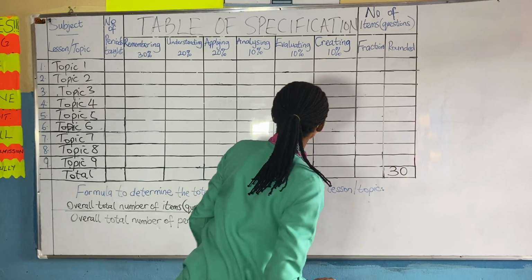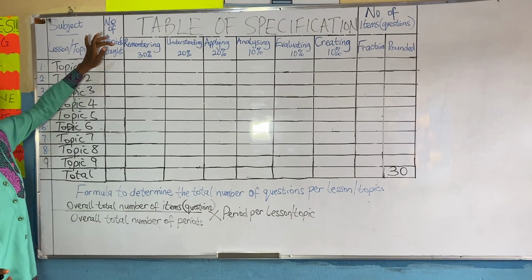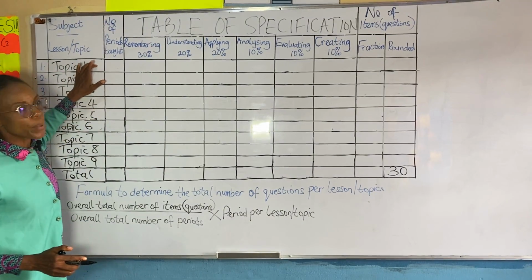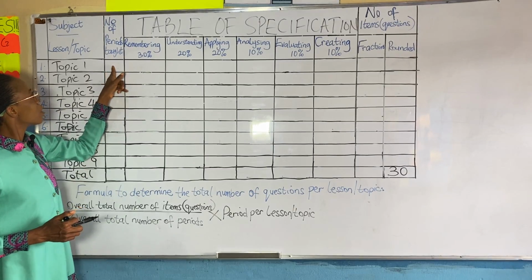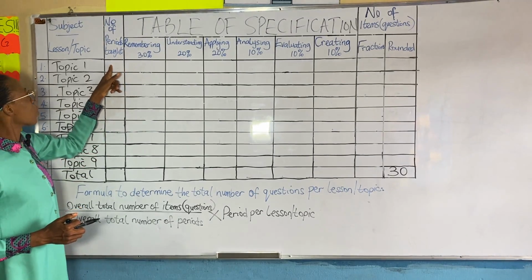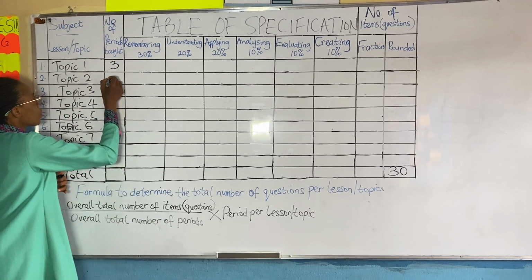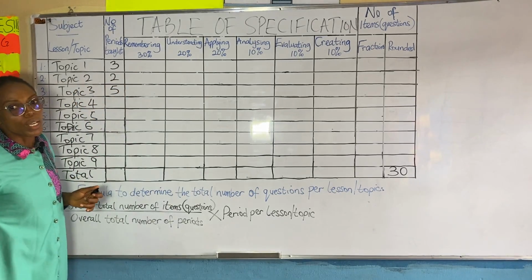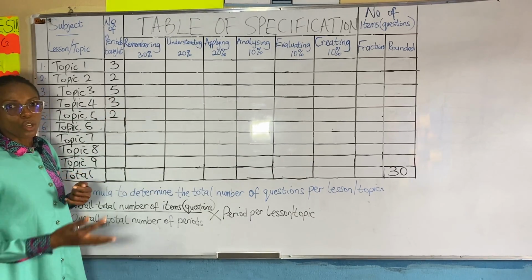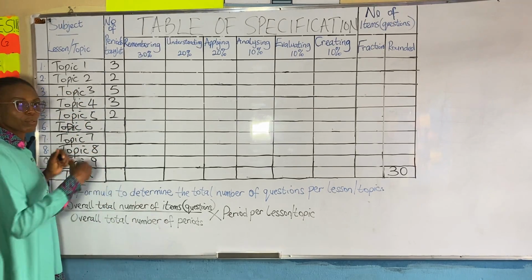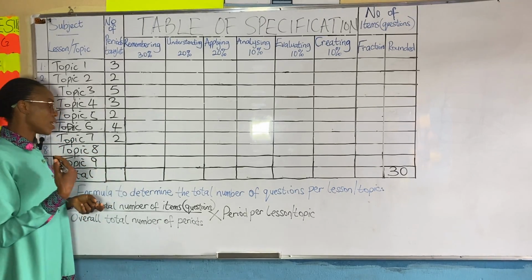Now, after this, you come back here. After the lesson or topic, the next item you have is number of periods taught. Now, for each topic, there is a specific number of periods that you taught that topic for that week. So let's assume for topic 1, you taught them for 3 periods. Topic 2, let's say 2 periods. Topic 3, let's say you taught them for 5 periods. Topic 4, let's say 3 periods. Topic 5, let's say 2 periods. I'm just assuming. So let's say 4, what other numbers can we assume here? Let's just assume, let's say 3.